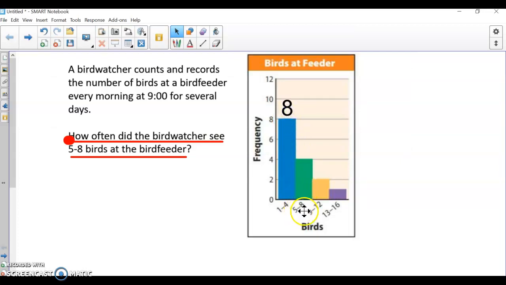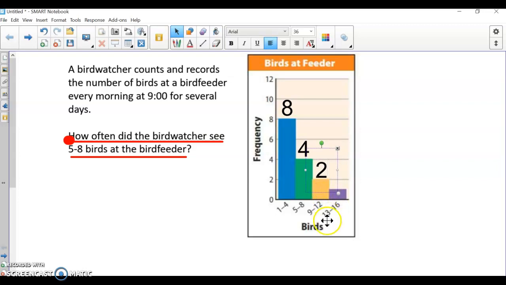For 5 to 8 birds, it is 4 times. So the bird watcher saw 5 to 8 birds at the feeder at one time, 4 different times. 9 to 12 birds is 2. 13 to 16 birds is 1.